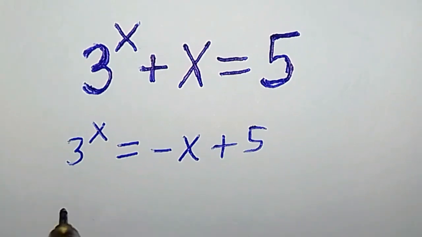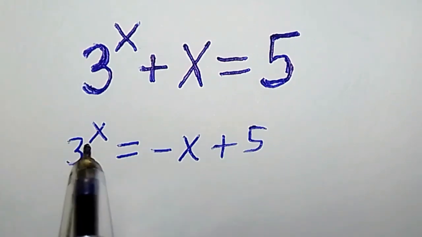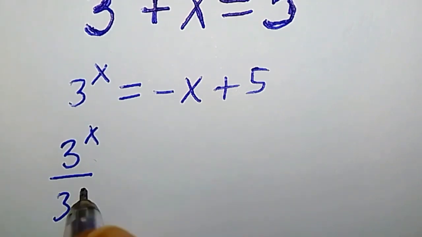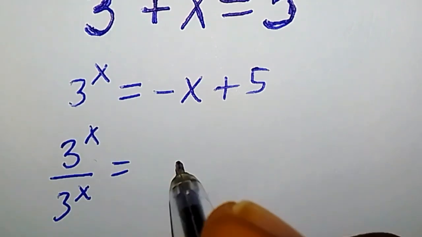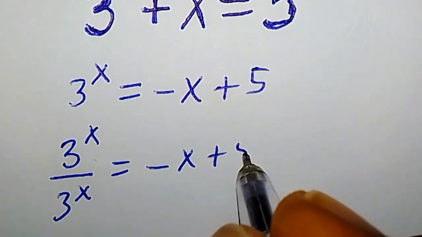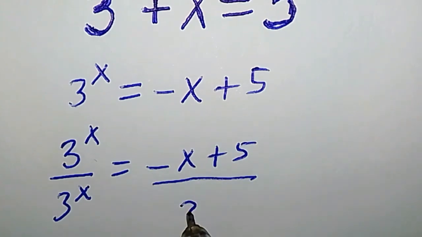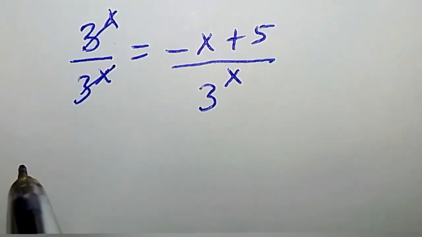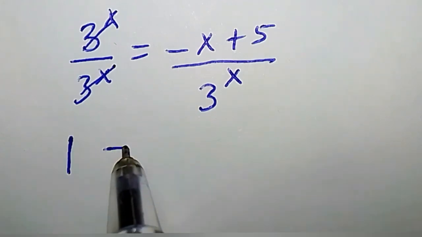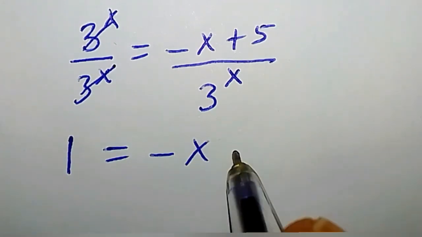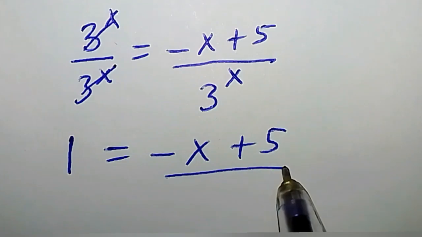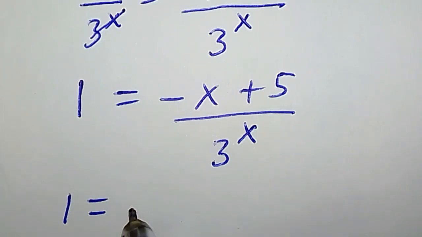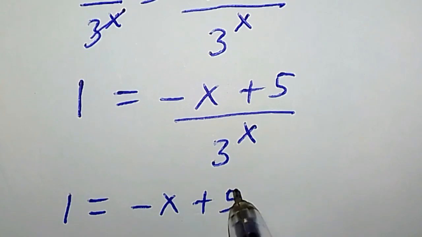Now, let us divide both sides by 3 to the power of x. So we have 3 to the power of x over 3 to the power of x equal to minus x plus 5 over 3 to the power of x. Clearly, 3 to the power of x cancel each other. We have 1 equal to minus x plus 5 over 3 to the power of x.